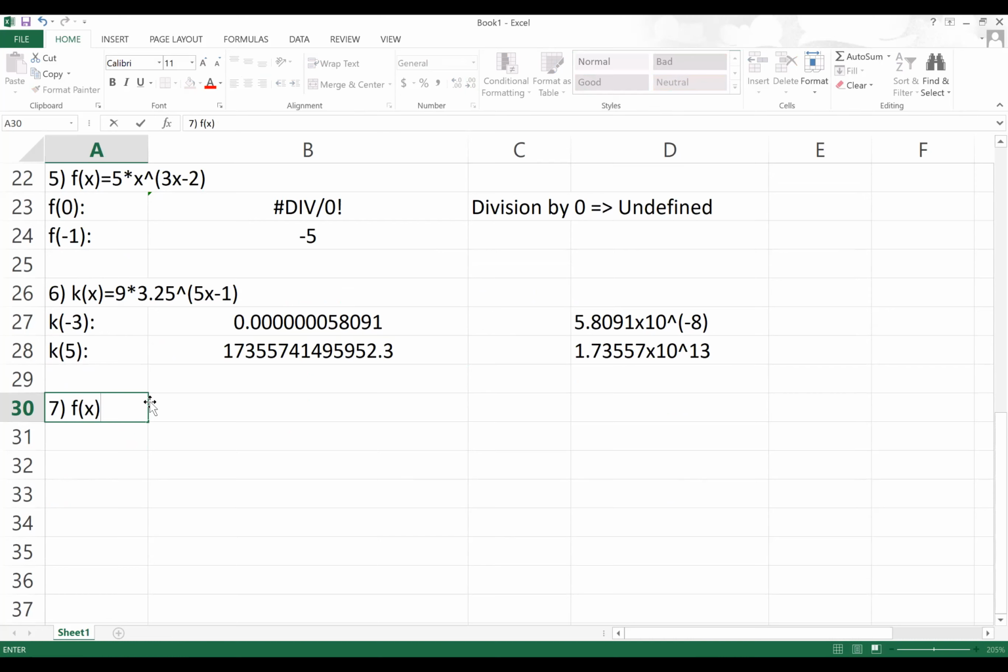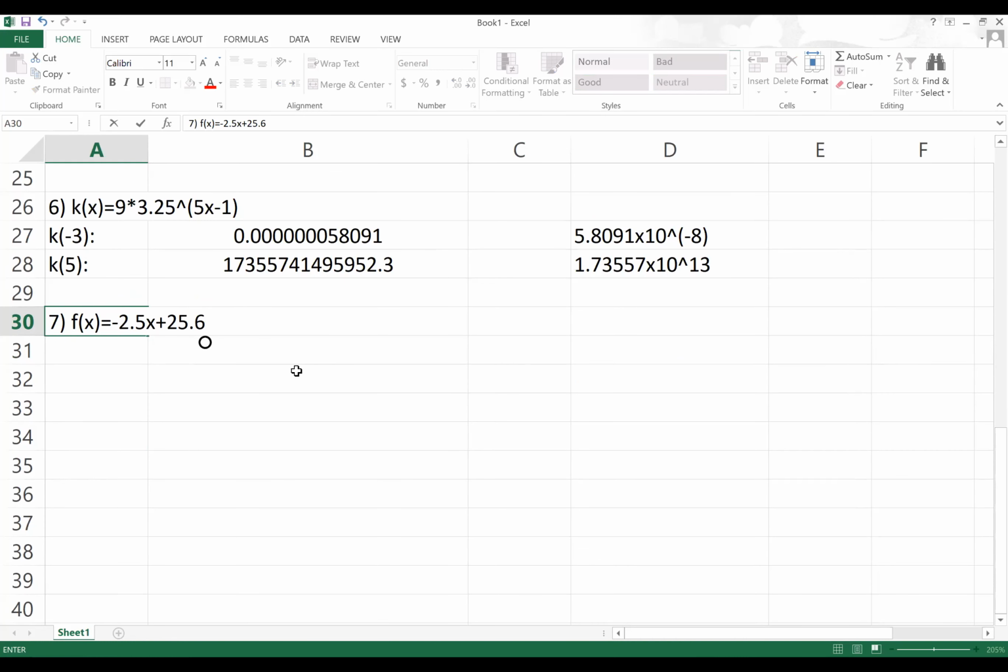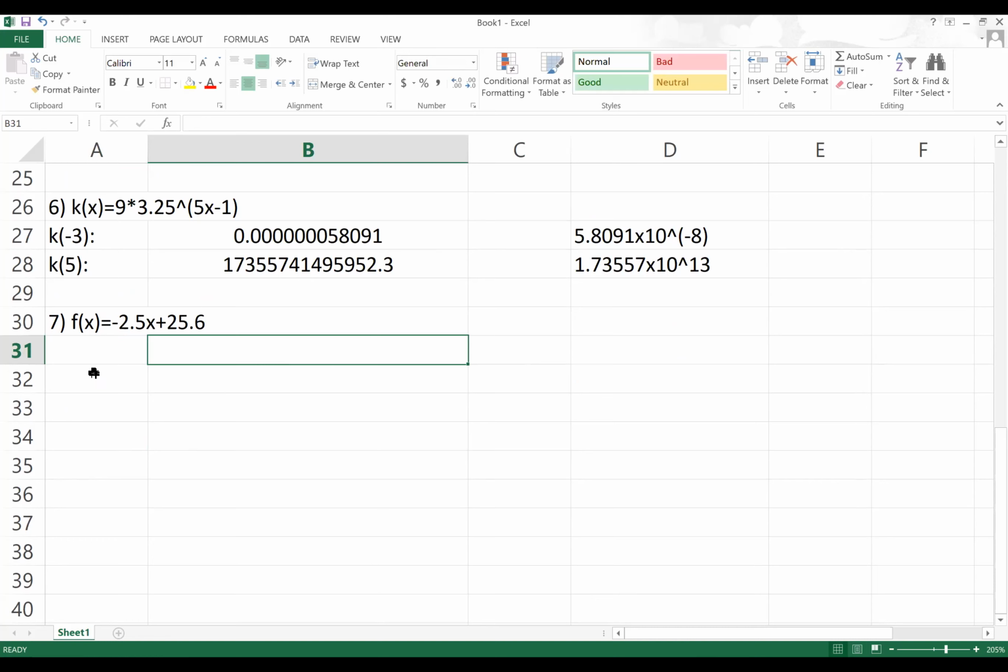We call this a linear function, right? f of x equals negative 2.5x plus 25.6. Okay. So in order to graph a linear equation as a straight line, we need some ordered pairs, right? So here we're going to create some ordered pairs.